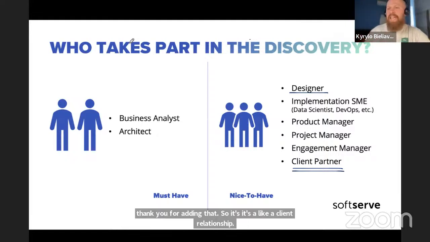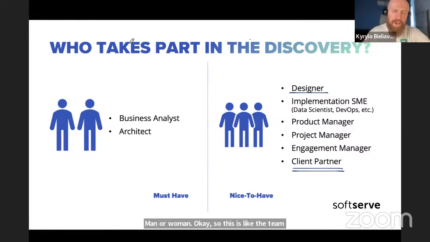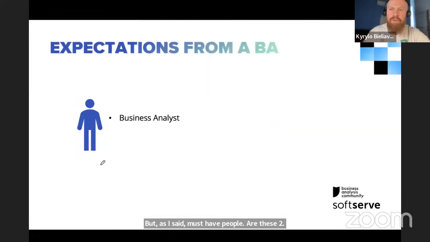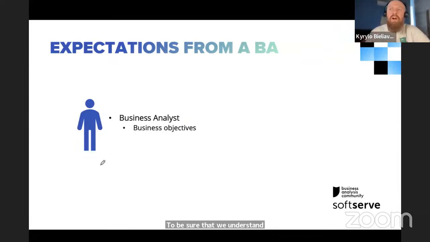Okay, so this is the team that can be there, but as I said, the must-have people are these two. But we're going to talk about just one person today, the business analyst. And you may think, what are the expectations from a BA at the discovery stage? Usually it's something along the following. We need to find answers or certain pieces of information to be sure that we understand the client's business objectives. What are his objectives?